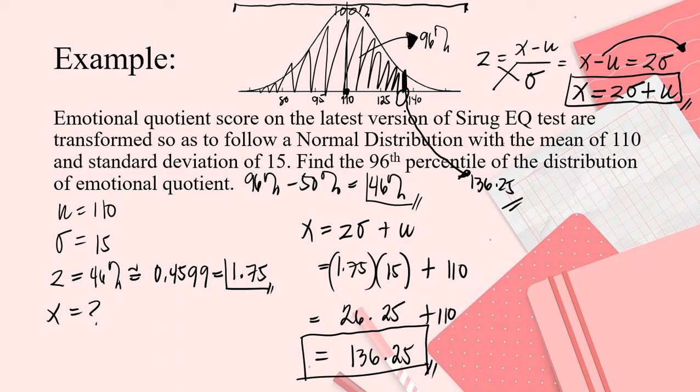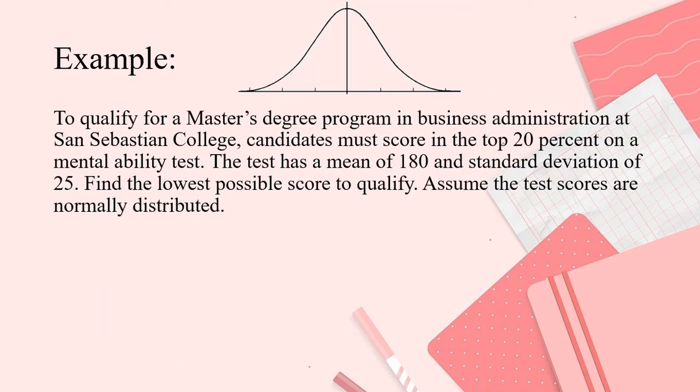Okay? Next, another example. To qualify for a master's degree program in business administration at San Sebastian College, candidates must score in the top 20% on mental ability test. The test has mean of 180 and standard deviation of 25. Find the lowest possible score to qualify. Assume that the tests are normally distributed.